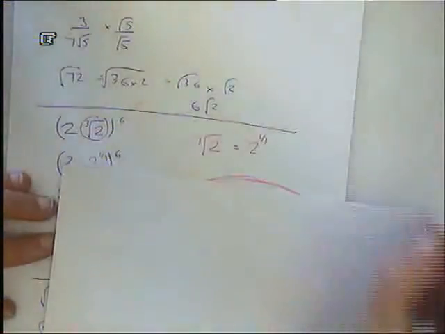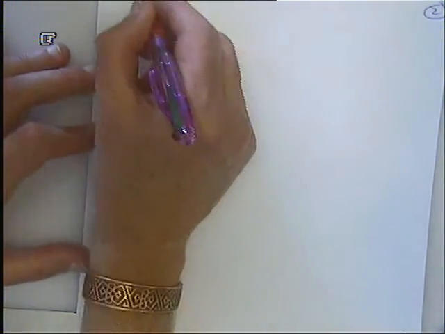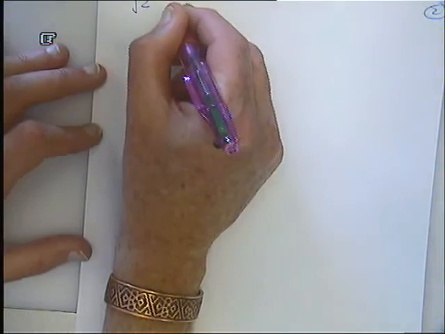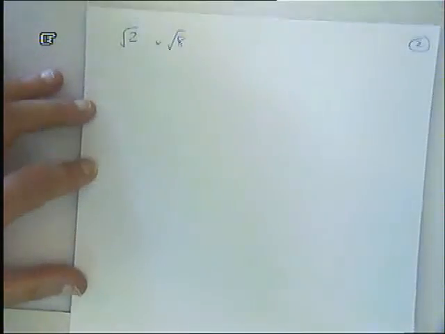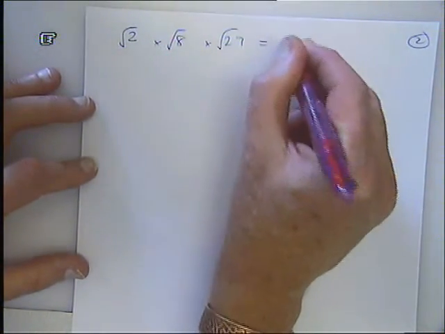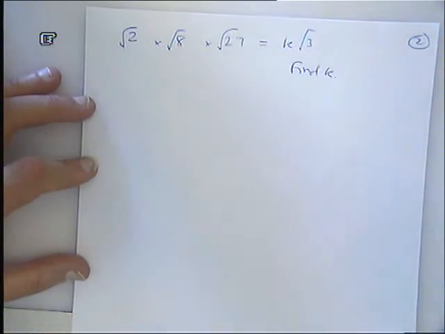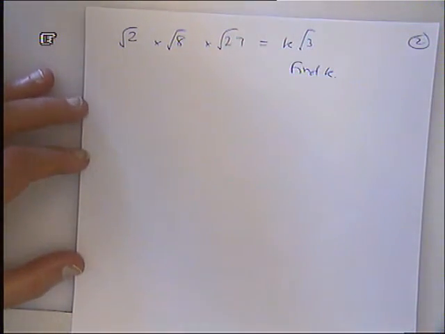Right, here's another one. Let's just label that one up as page 1 for later on. If you can't do it, then that technique won't work. I'm not going to answer that directly. We're just going to keep doing some more, and then we'll experience other things. So here's one: root 2 times root 8 times root 27 apparently can be written as k lots of root 3, and we have to find out what k is.